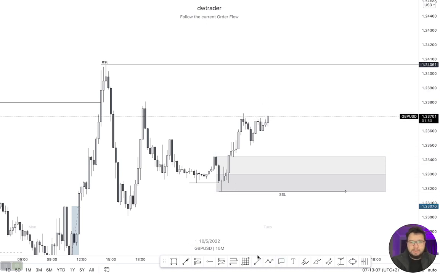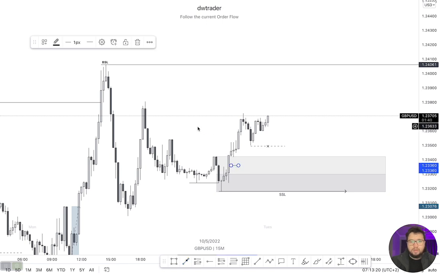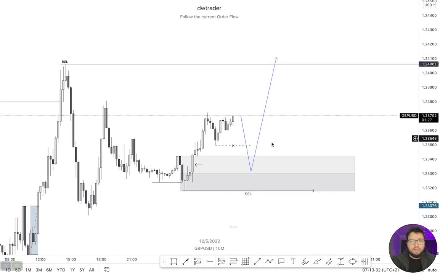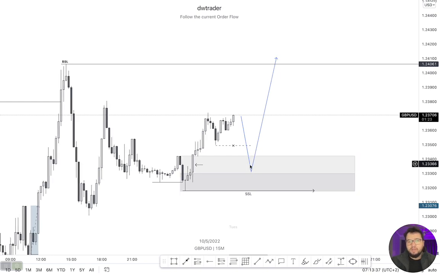Now looking at the 15-minute liquidity, I'll just mark up something like this. So we have this low as a liquidity low, and you can also see we have some imbalance in there as well. So the idea would then be to see potentially price drop and go higher. So looking for that drop into this area. And then obviously on the 1 minute, we would want to see a reaction and a 1 minute entry.